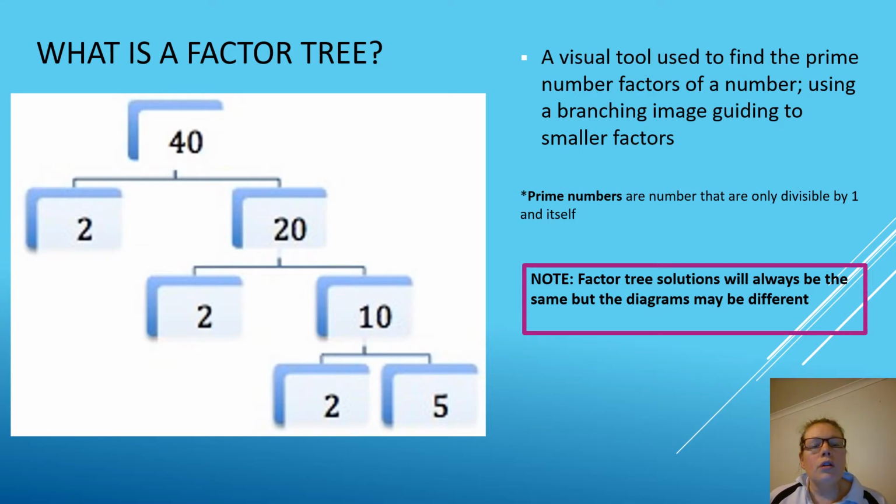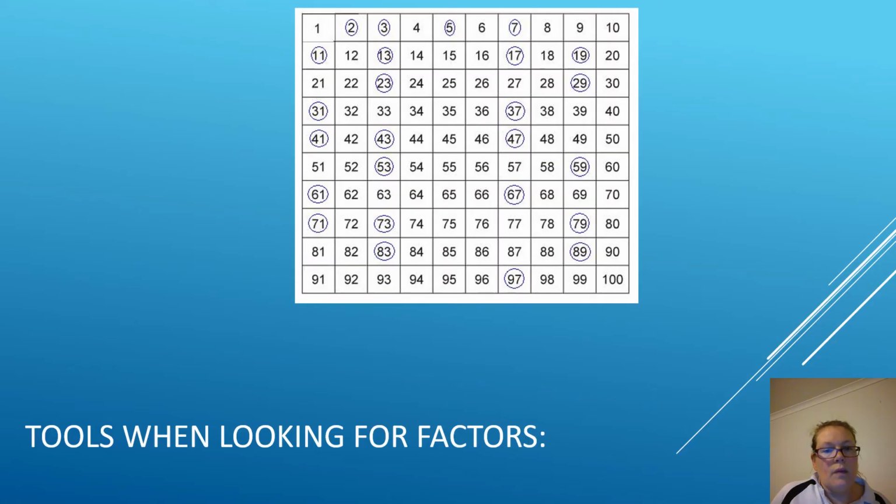So there are a few tools that we can use when we're doing this as well. Obviously this is a visual tool to help us. It helps us by branching down, guiding us to the smaller factor. Okay, so tools to use when you are looking to make a factor tree.